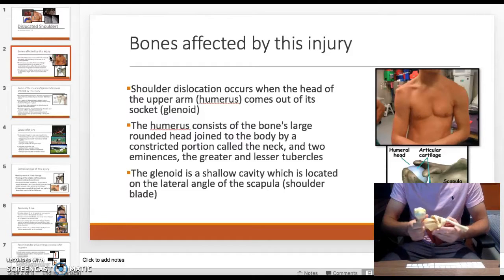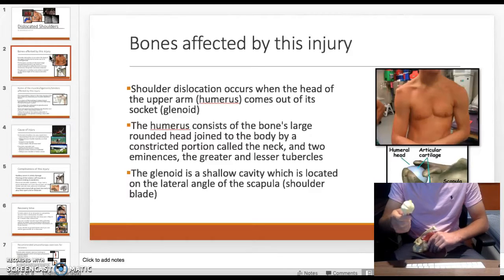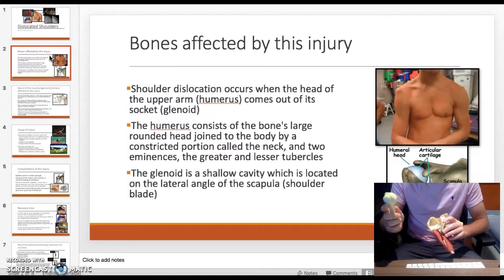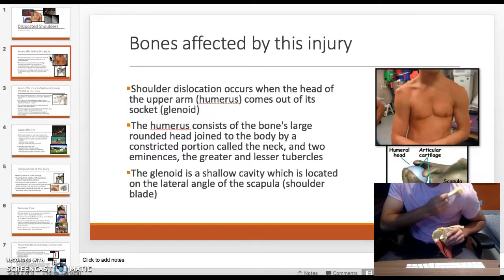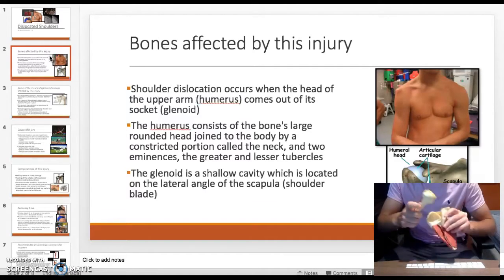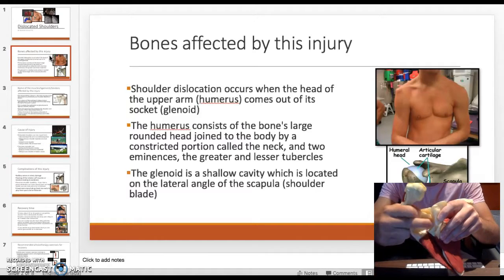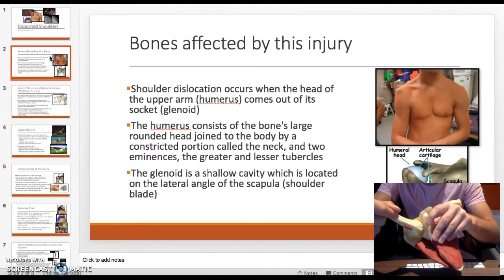So the humerus consists of a large rounded head and the neck, which connects to the body. And then the glenoid is a shallow cavity, which is located on the lateral angle of the scapula, the shoulder blade. And this is the glenoid. It's the little socket.